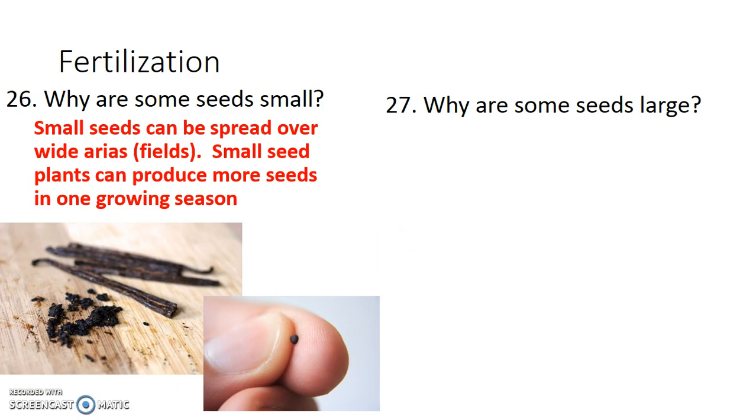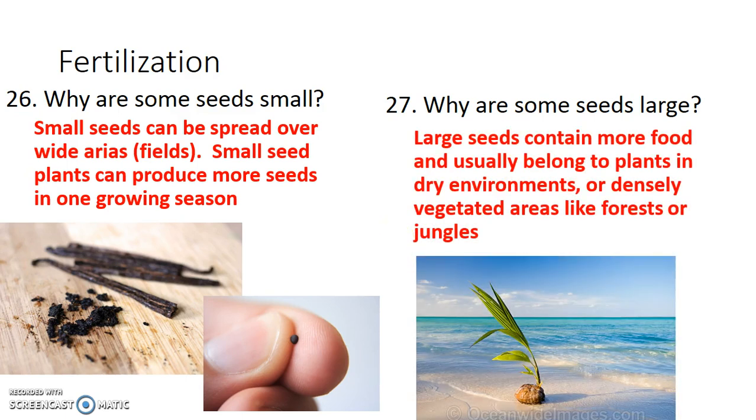Why are other seeds very, very large? Well, large seeds contain more food. So usually plants that produce large seeds live in dry environments or densely vegetated areas like forests or jungles. They need their seeds to last a long time because there's a big chance that the proper growing conditions aren't going to come about for a while. They need to wait for a tree to fall, or they need to wait for a wet spring or something like that. So the seeds need to hibernate for a long period of time. Small seeds spread farther, you need lots of them. Larger seeds, you need less of them, but those seeds need more food to survive for longer periods of time.